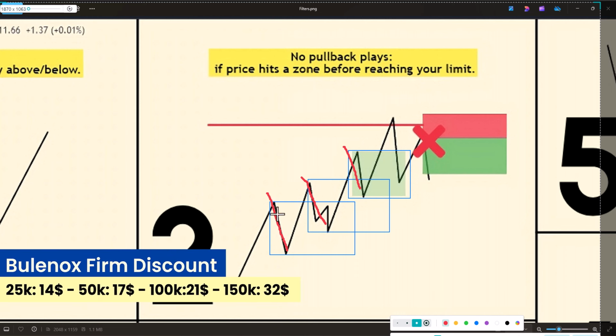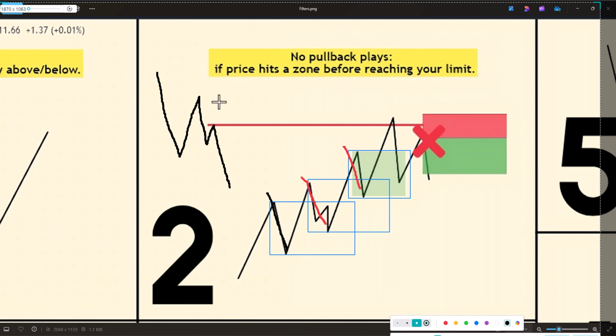right? So suppose here it's gonna be like this. So this is a beautiful example. This is the previous trend. Price sweeps this high right here, and it taps into this zone, the previous zone, right? And then we can see a pullback happened.